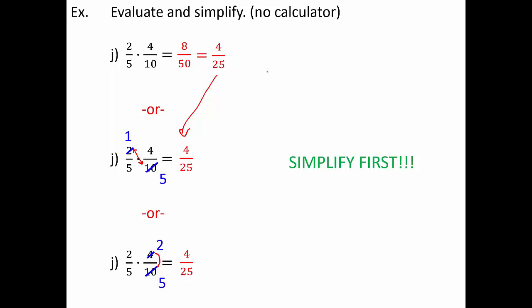So you can either simplify at the end, you can simplify in the beginning diagonally, or you can simplify in the beginning vertically. Doesn't matter where you simplify, what matters is that you simplify somewhere. But as the numbers get bigger and bigger and bigger, it's so much easier to simplify at the beginning than it is to simplify at the end. So my suggestion is to just always simplify first.